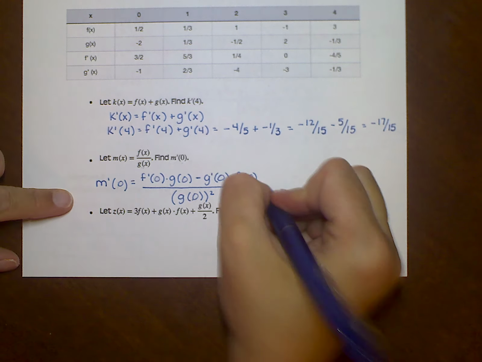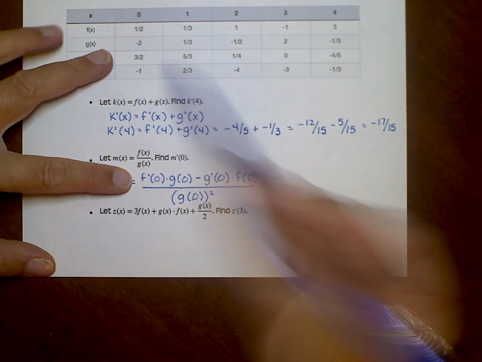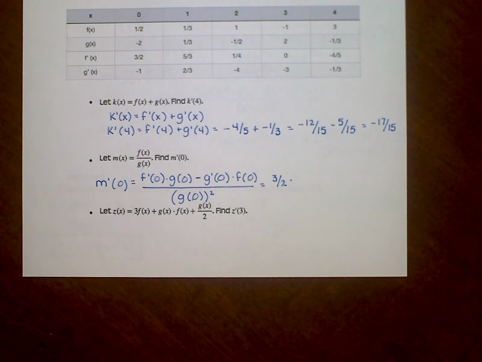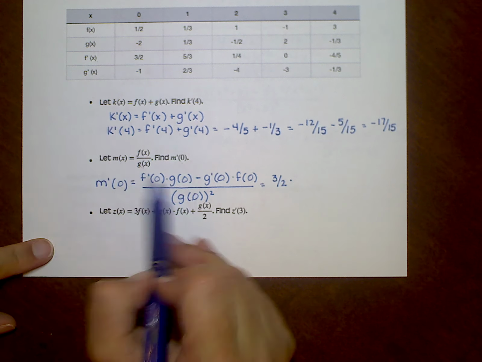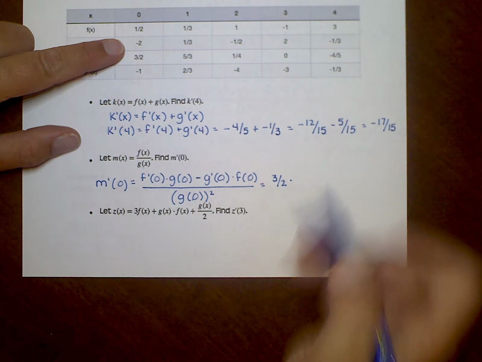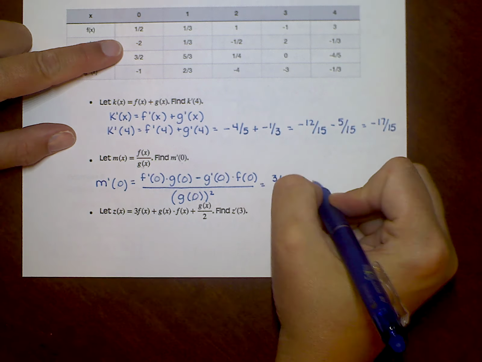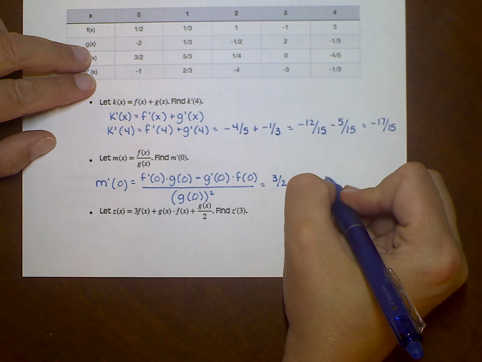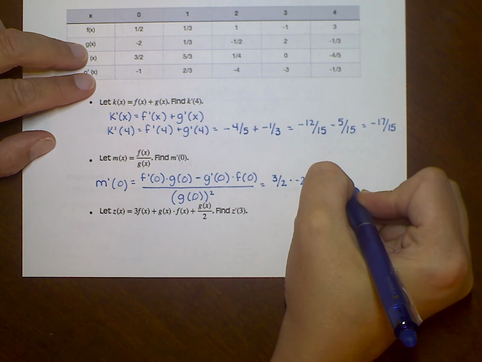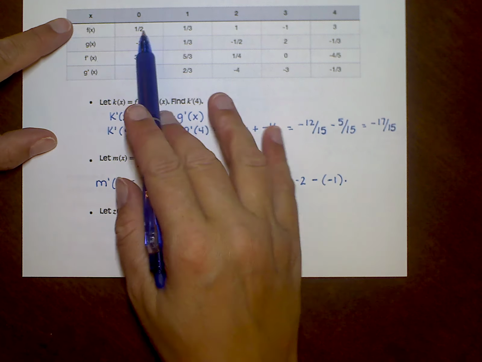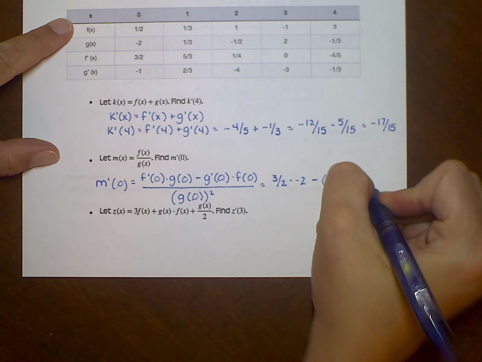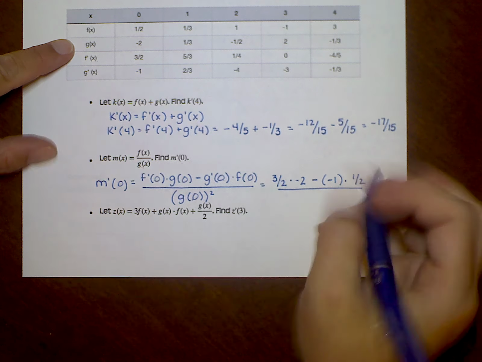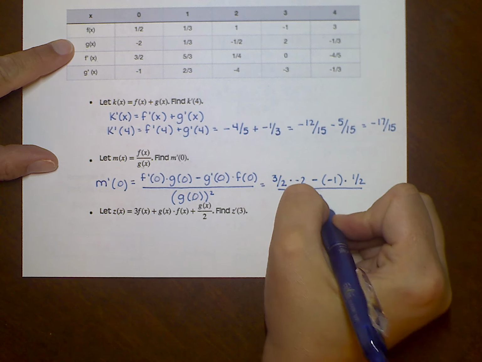Okay, let's fill in all our numbers. So f prime of 0, 3 over 2. Again, this would be a good place for you to pause the video and see if you can fill in everything yourself. G of 0, now that's just the regular g of x function, so that's negative 2, minus g prime of 0, which is negative 1, and then f of 0, which is 1/2. And all of that is over g of 0, which was the negative 2, squared.